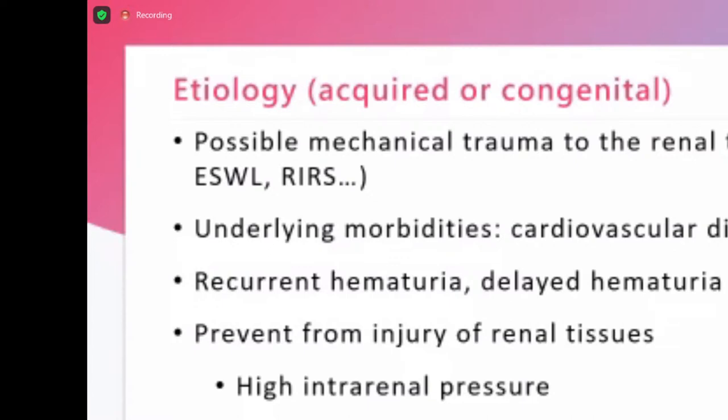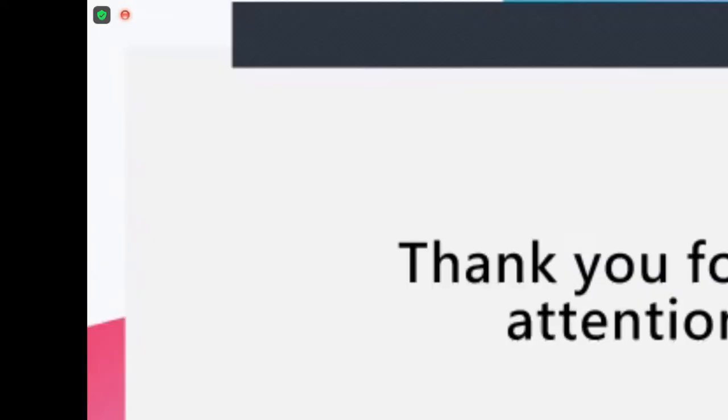And because we often treat patients with RIS, the RIS procedure can also injure the renal tissues. We need to keep in mind that high intrarenal pressure or thermal injury from the laser will also increase the risk of renal AVM formation. So we need to be careful when we perform the procedures. So that was my presentation.